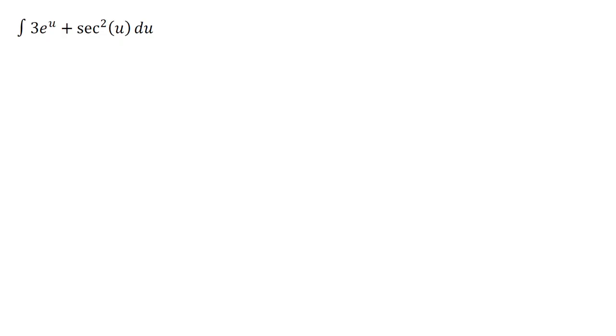Our next one here should be a fairly straightforward one. 3e to the u just integrates to become 3e to the u. And then secant squared is another known trig integral. That one's just tangent, right? Because the derivative of tangent is secant squared. So we have 3e to the u plus tangent u plus, of course, our constant.